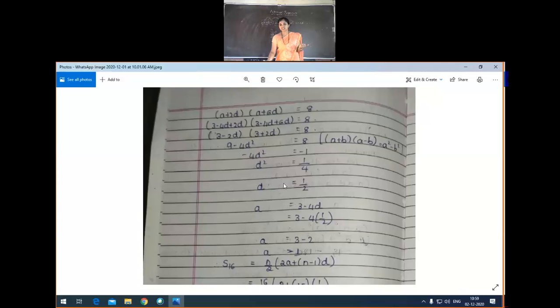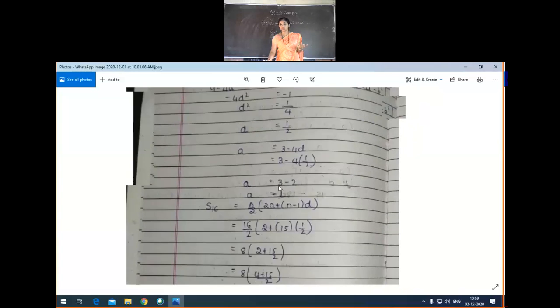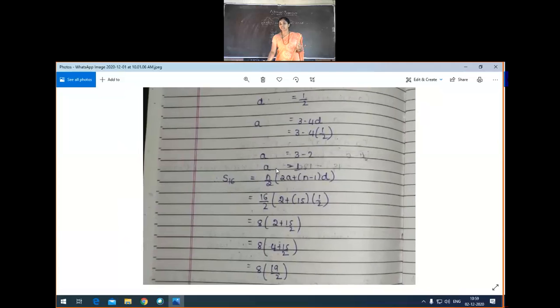Now substitute this D value in the A value. A is equal to 3 minus 4D, so A is equal to 3 minus 4 into 1 by 2, that is A is equal to 3 minus 2, which is 1. So A is 1 and D is 1 by 2.